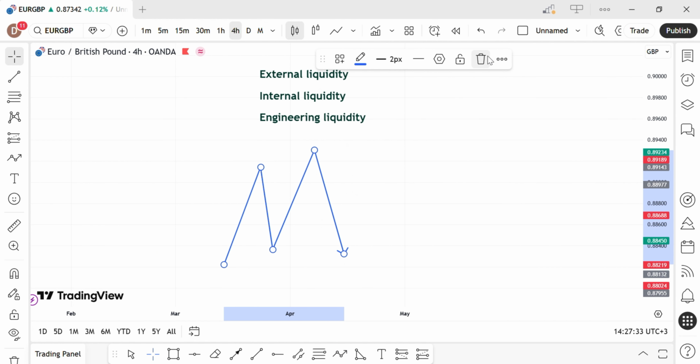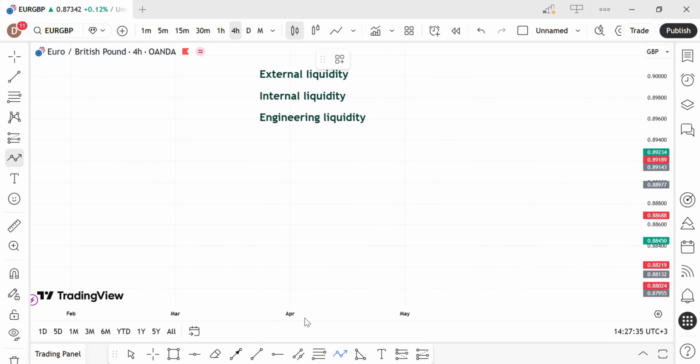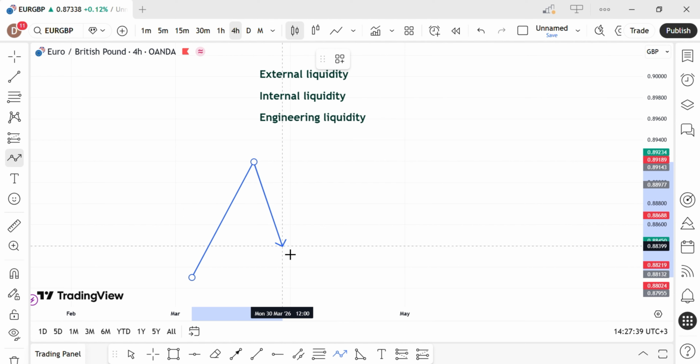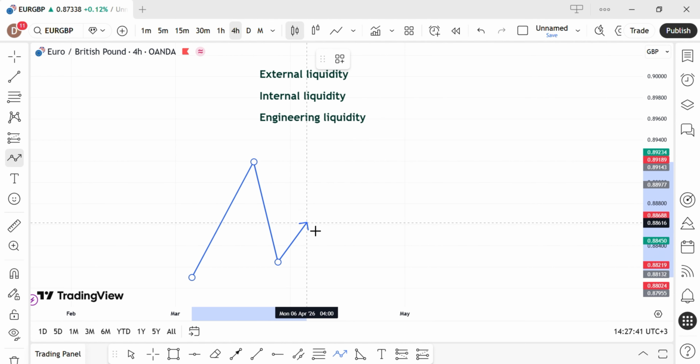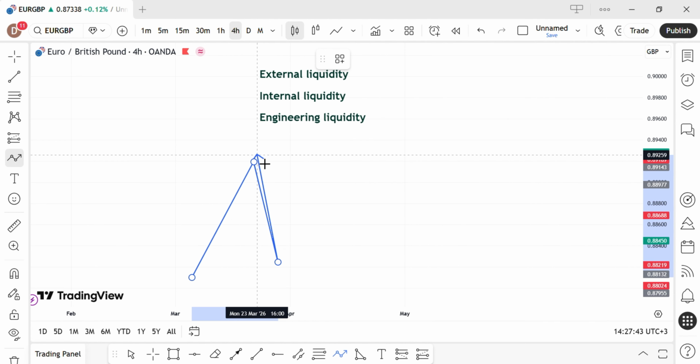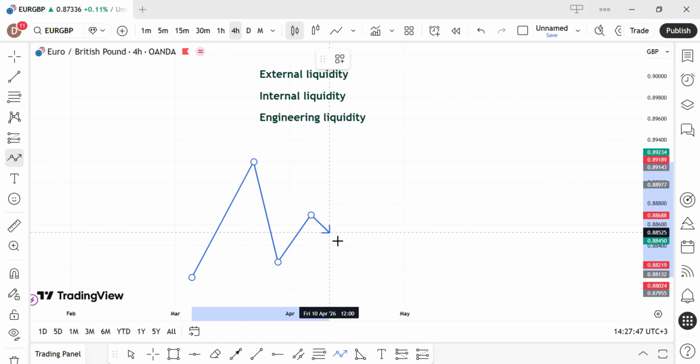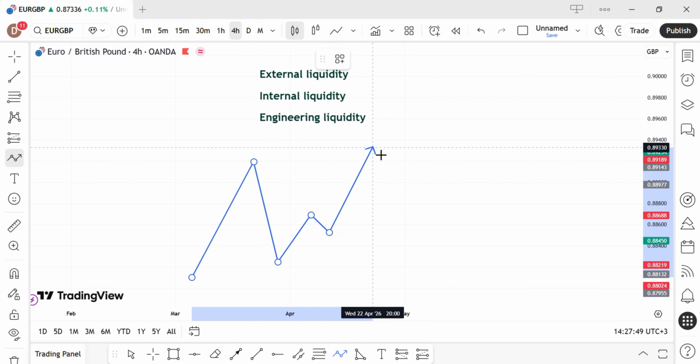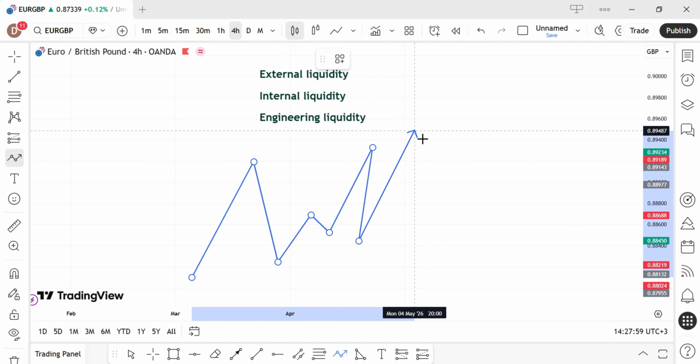The next point is internal liquidity. Before the market comes and breaks above this high here, it creates some sort of liquidity. It may be one leg like this, breaks above, and it might come and sweep this liquidity here. This is an internal liquidity created. Sometimes the market even creates a lot of noise. Let me show you.